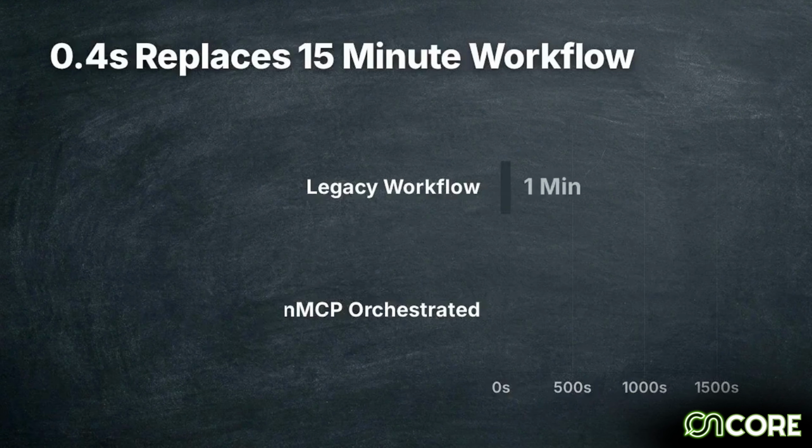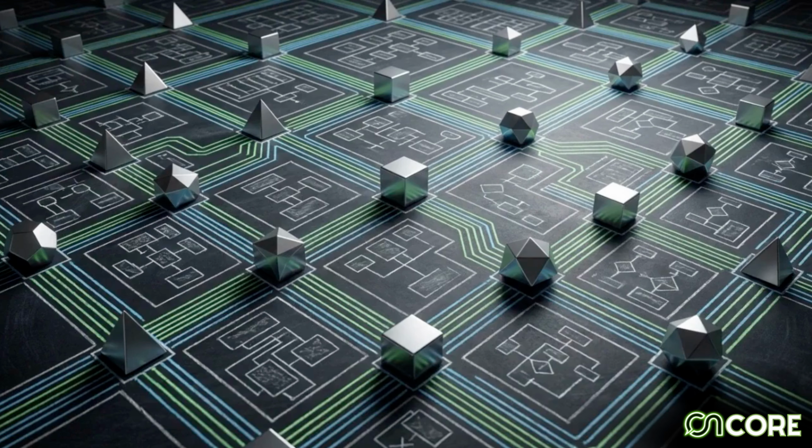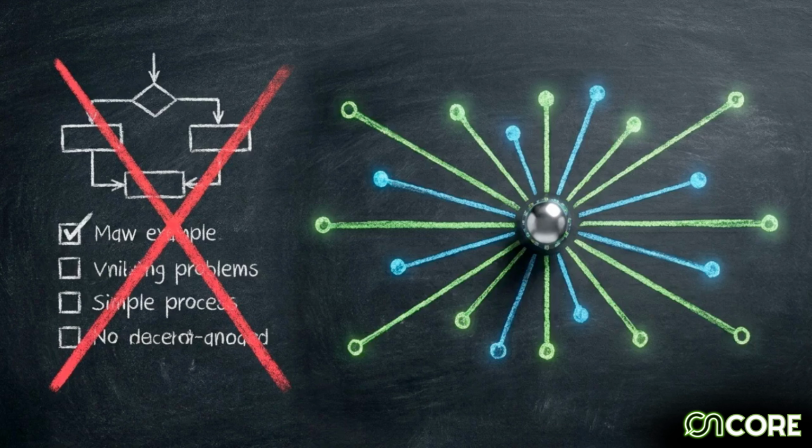Manually switching tabs to complete those 4 actions takes about 15 minutes. Zero MCP executes them in 0.4 seconds. True time savings come from firing off tasks across every department at once, replacing the slow crawl of a manual checklist with instant parallel execution.